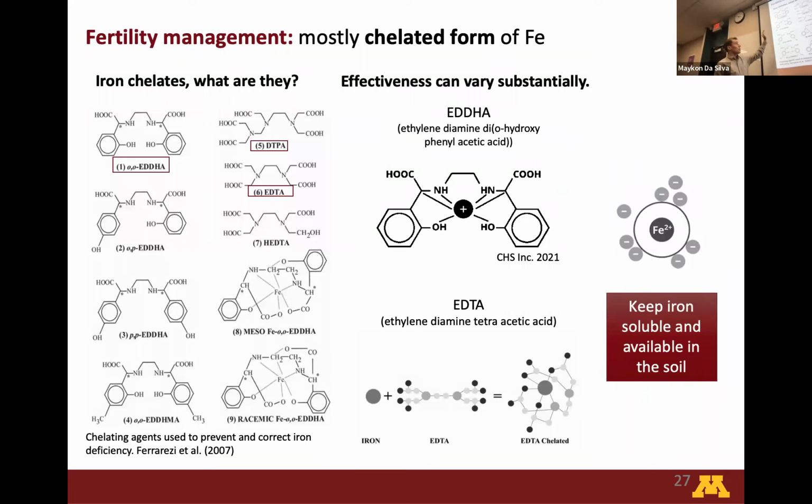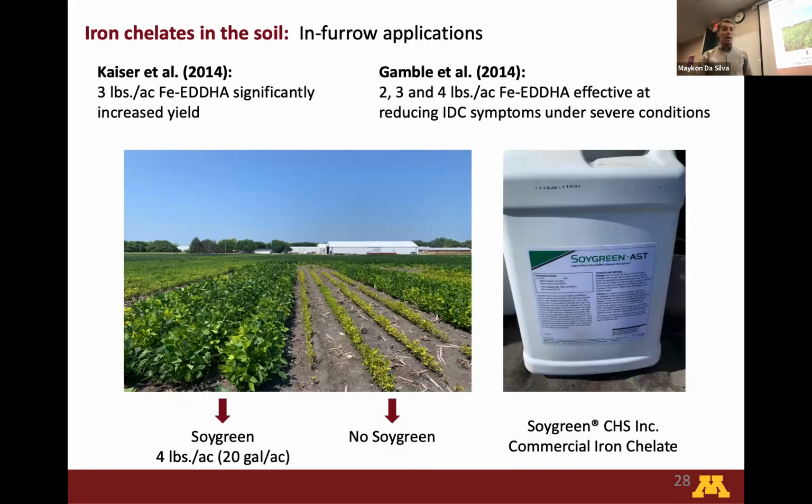I highlighted EDDHA, DTPA, and EDTA because they are the most common forms of iron chelates utilized by soybean growers, and their effectiveness can vary substantially, but we won't get into too much detail about it. But the whole idea behind the utilization of an iron chelate is to keep iron soluble and available in the soil for plant uptake. The in-furrow applications of iron chelates have also been found to be effective in controlling IDC in soybeans. Kaiser and collaborators 2014 found that the application of 3 pounds of EDDHA per acre significantly increased grain yield.